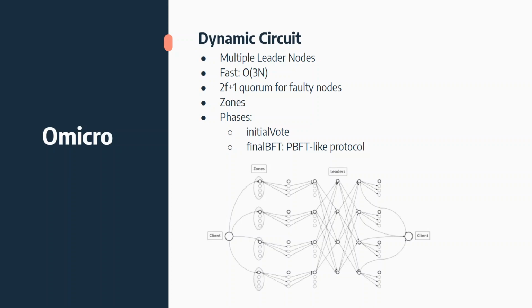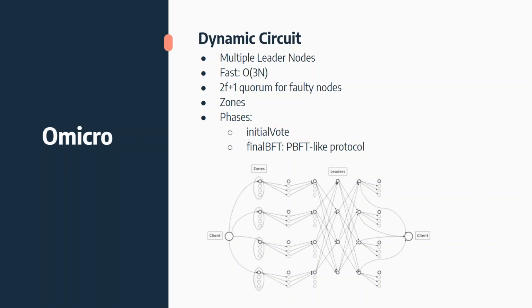If a single leader node in PBFT gets attacked, then the whole consensus is ruined. But since we have multiple leader nodes, if one of them gets attacked, that's not an issue, as we have multiple other leader nodes to continue the consensus process. In addition, the dynamic circuit operates in zones, which allows for O(3n) communication complexity in contrast to the O(n squared) messaging complexity of PBFT. So we're much faster.